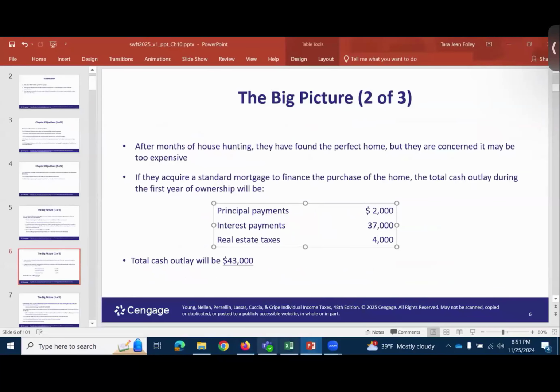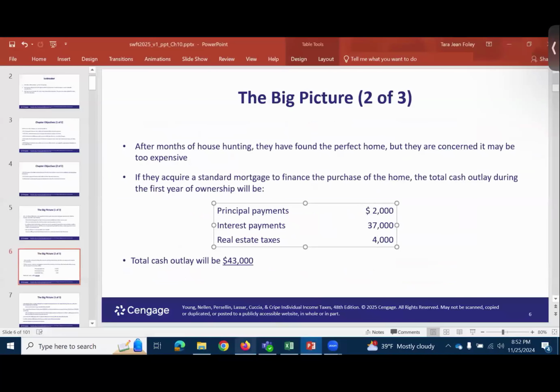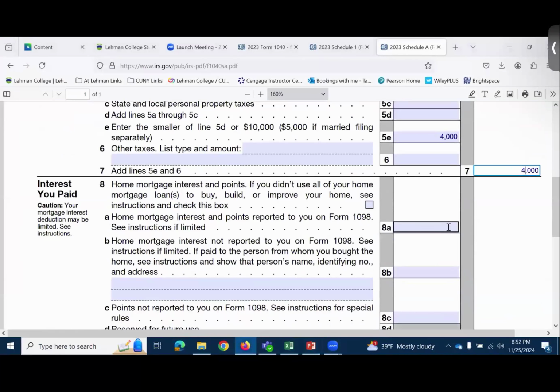Sorry, real estate taxes is $4,000. So what's smaller, 4 or 10? It's 4. Okay. Interest payments is $37,000. Home mortgage interest is $37,000.